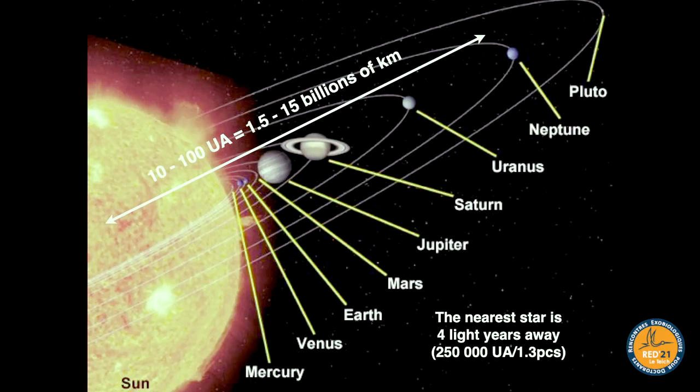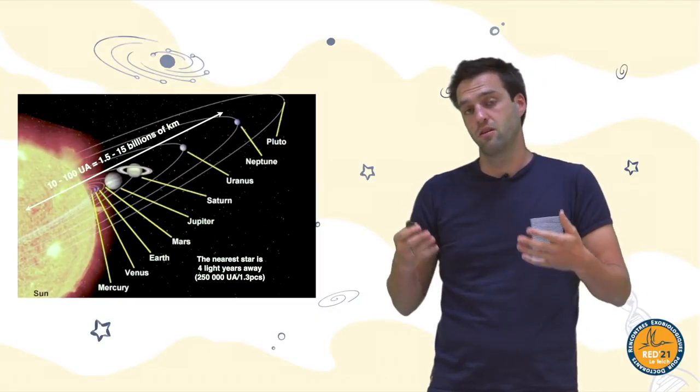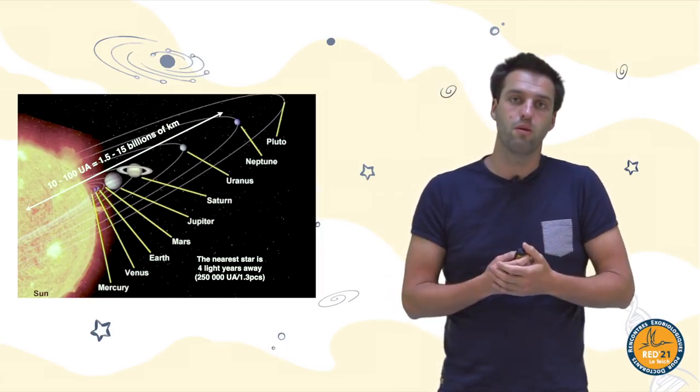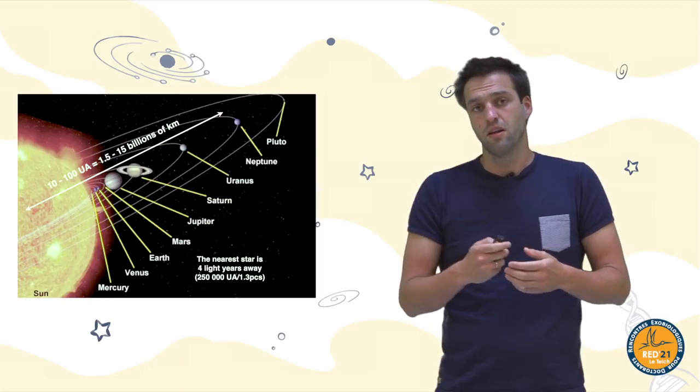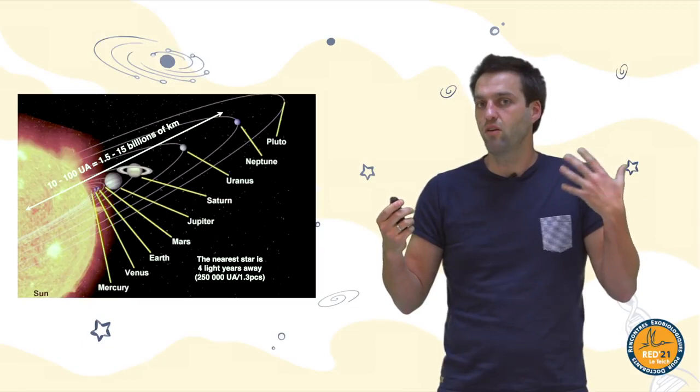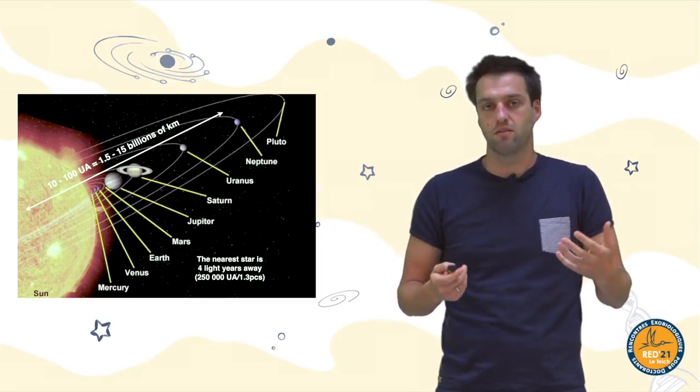But the nearest star, and we know that exoplanets are around other stars than the Sun, the nearest star is about 4 light years away, which means 250,000 astronomical units, and what we also call 1.3 parsecs. So this is really enormous, and it's very difficult to get our mind around this. So let's try to put some other numbers on this.